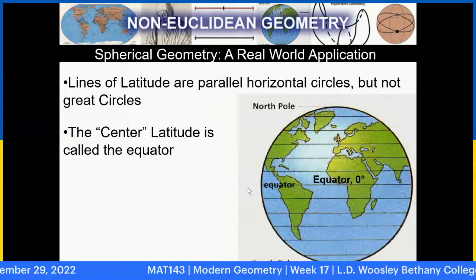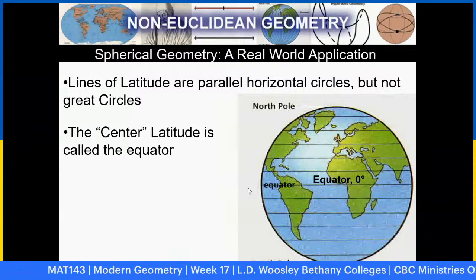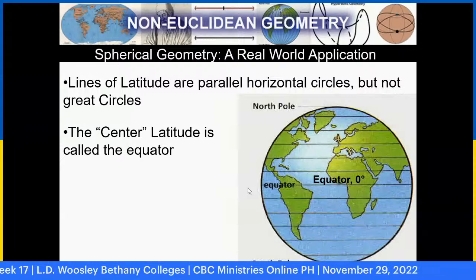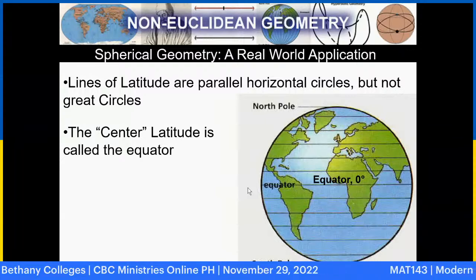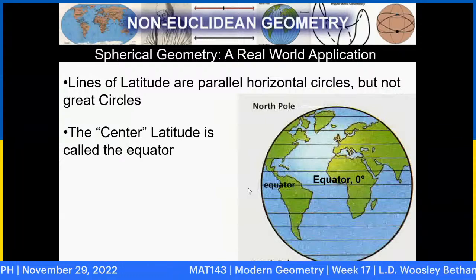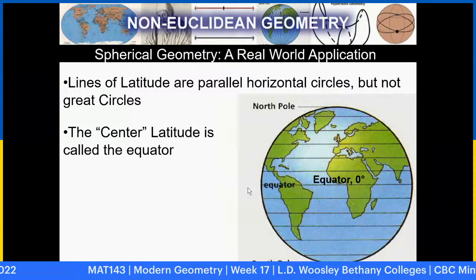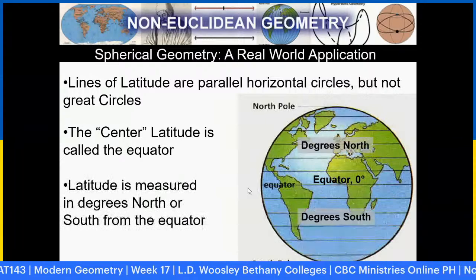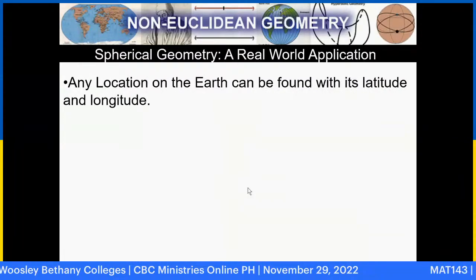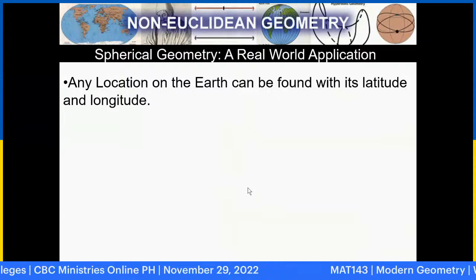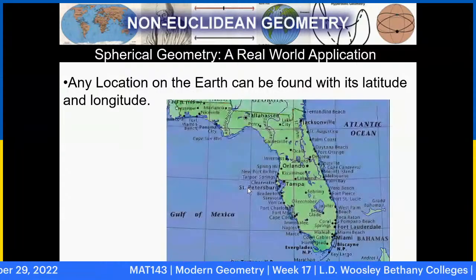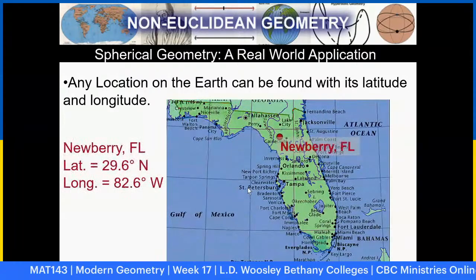Lines of latitude are parallel horizontal circles but not great circles. Basically, great circles are not parallel, because these circles have decreasing radii and different centers, so it may not apply here. Latitude is measured in degrees north and south, of course. So those are some real applications. Any location on Earth can be found with its latitude and longitude, or sometimes we call them coordinates.